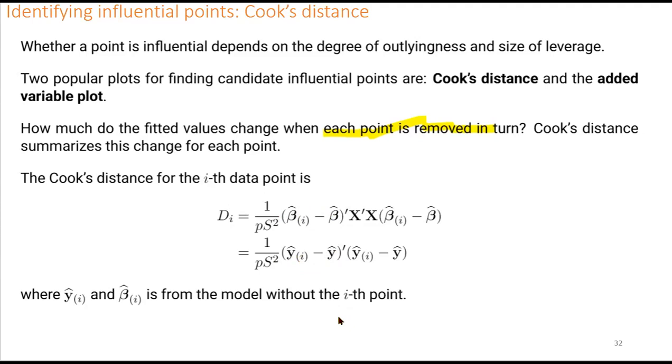So how big is big to be worried about? Well, this Cook's distance does not have any distribution, so we cannot do a hypothesis test. We can't say that D_i, under the null hypothesis that the ith data point is not influential, follows some given distribution. It's just a measure.